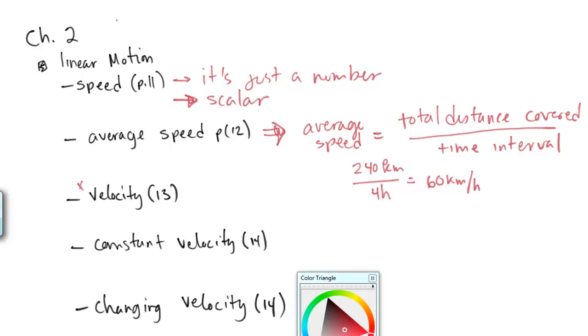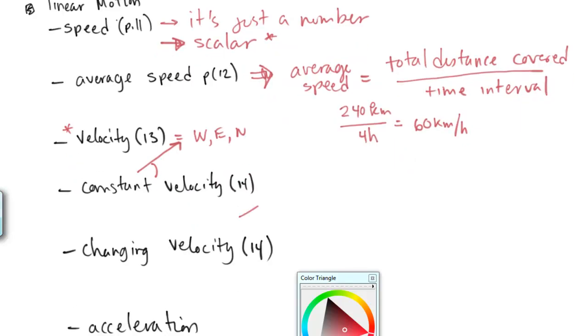Now remember, velocity is not a scalar. Velocity is a magnitude and a direction. So they're going to give you how fast it's going and in which direction, like west or east or north, things like that. They're going to give you a direction and they're going to give you the speed. Oh, and remember, constant velocity is a straight line. When velocity is not changing, it is just a straight line.